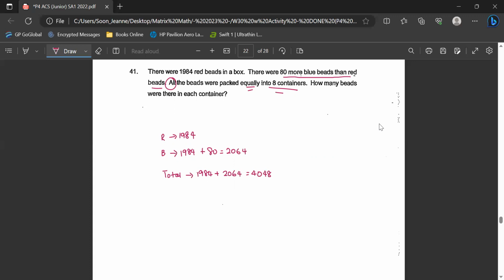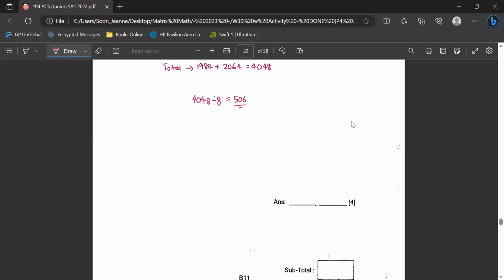So they say all the beads are packed equally into 8 containers, right? They didn't say what color. They're just going to randomly pack all the beads equally into 8 containers. So how many were in each? I just take 4048 and divide by 8. Your answer, if you work it out, right, you will get 506. So your answer is 506 beads in each packet, okay, in each container, right?